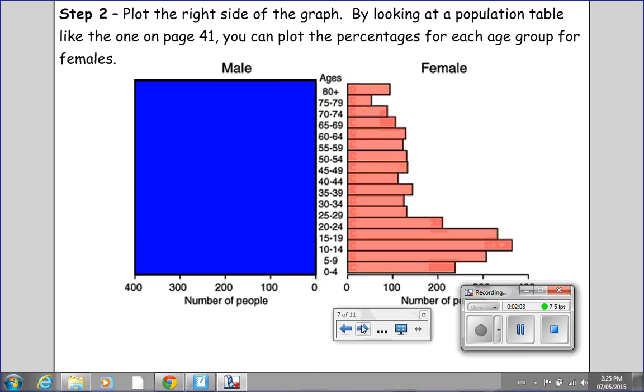Step 2. Plot the right side of the graph. By looking at a population table, like one which you will look at in your textbook today, you can plot the percentages for each age group for females.